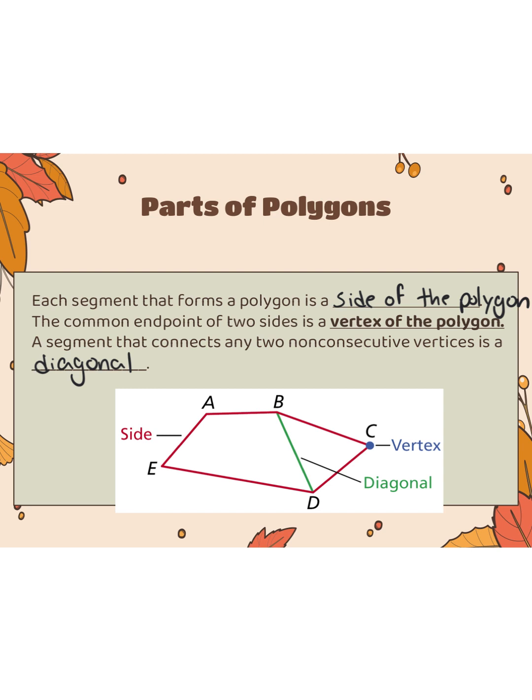The sides of the polygon are all of the red lines. So all of these are the sides of the polygon. The diagonal is always a line that connects at one point with the other, but it's not a side. So it means it's cutting through the figure. And then the vertex is where the two lines meet. So we have all of these vertices in blue, and we have one diagonal in green.